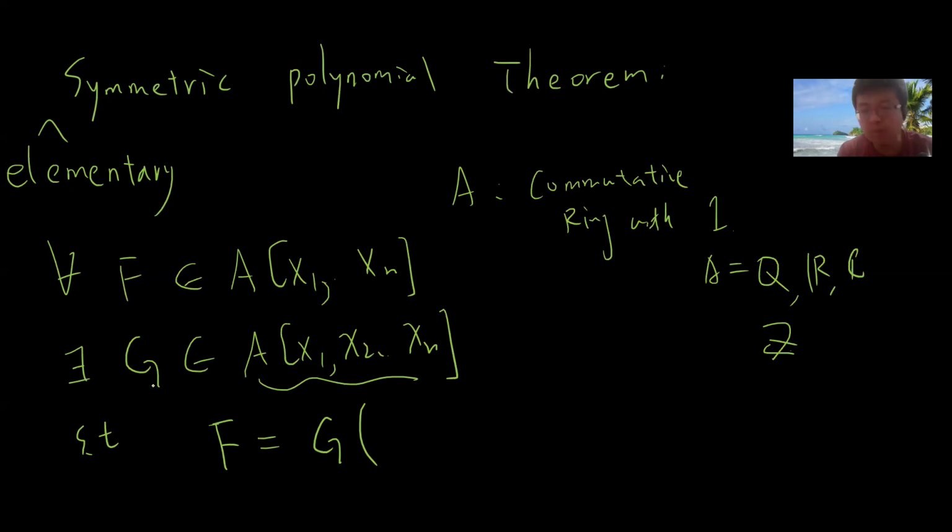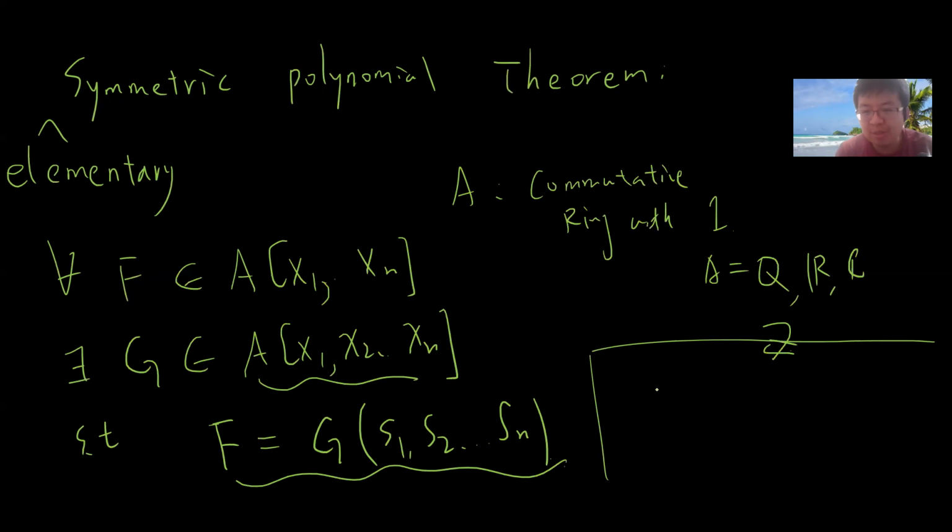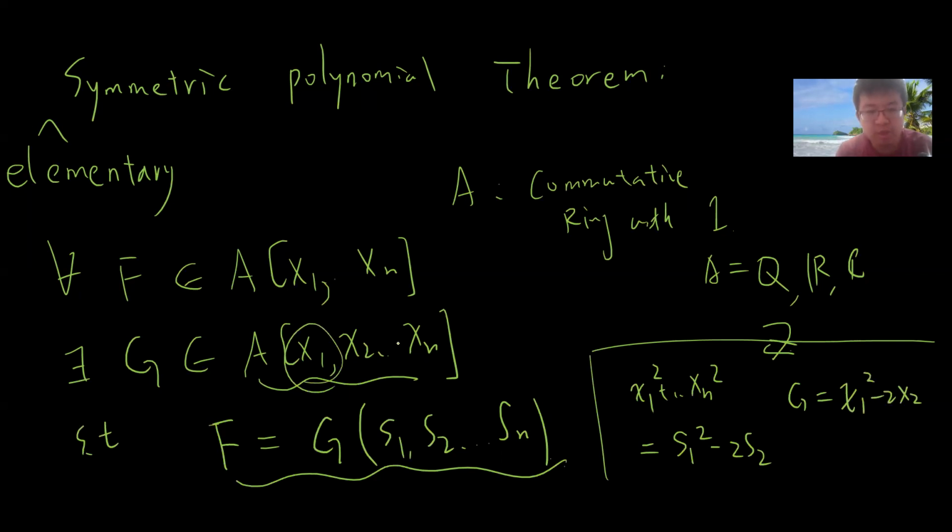So g is a polynomial, plugging in s1, s2, up to sn. The simplest example is what I just said: (x1 + ... + xn) squared is s1 squared minus 2 s2. In this case, your g can be just written as x1 squared minus 2 x2, and then you replace each xi with si.